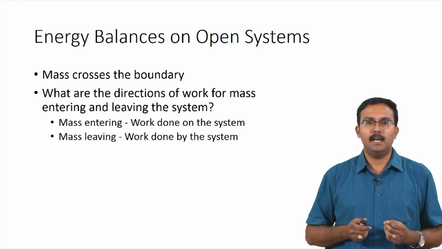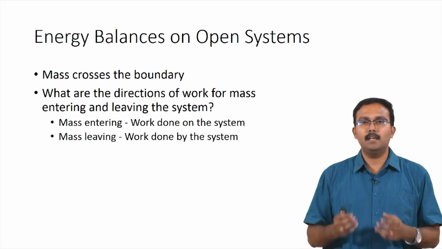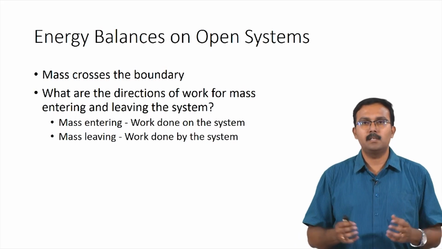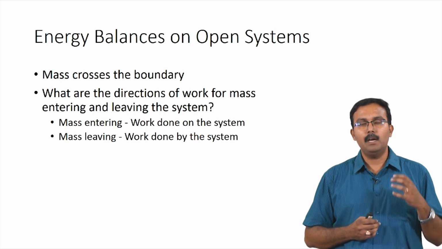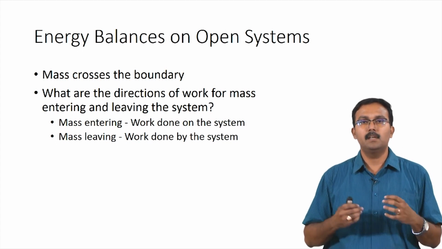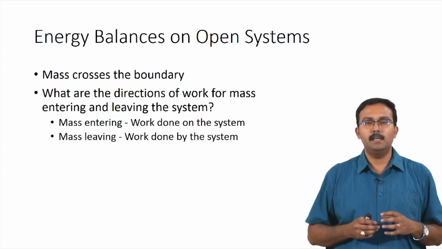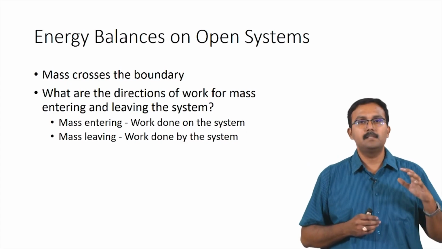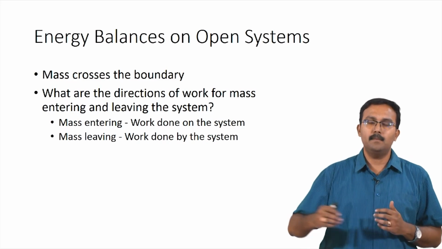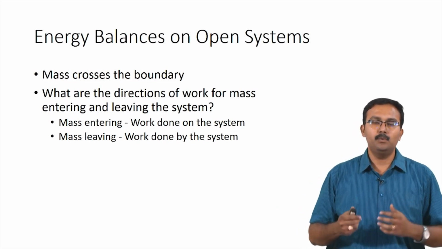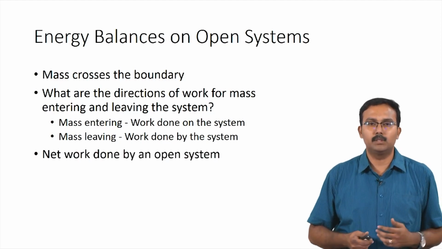We first need to understand, as mass enters and leaves the system, what would be the work done by the system or on the system when this mass enters and leaves. When mass is entering the system, work is actually done on the system because the mass forces itself into the system. Similarly, when the mass leaves the system, the system basically pushes the mass out, which means work is done by the system so that the mass will leave the system. So, these are two work aspects which are brought into the system which were not present in a closed system.